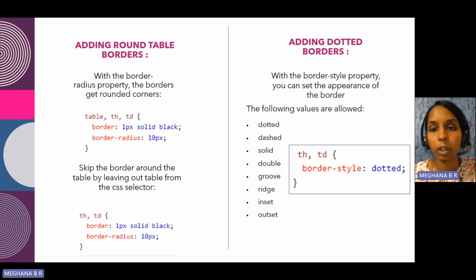And adding dotted borders. We can add different types of borders. Using the border-style property we can set the appearance of the border. Different types of borders are dotted borders, dashed borders, solid borders, double, groove, ridge, inset and outset. The syntax for that is the border-style: dotted property.